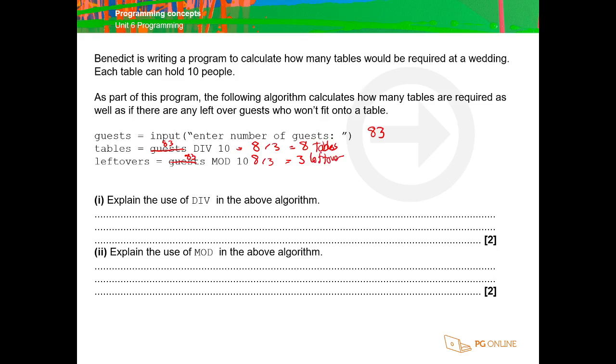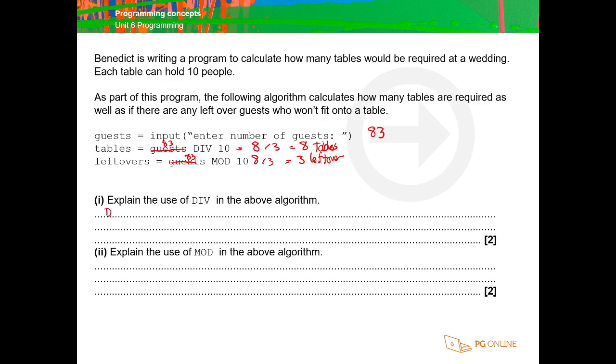Okay. Now that's fine. The difficulty here is this, is our keyword, which is explain the use of div in the above algorithm. How do you put it into words? Okay, especially in this context. Right, pause it, have a go. Right then. So how can we explain this? So in order to get 2 marks, we have to show or understand what div does and then apply it to how it works in this context.